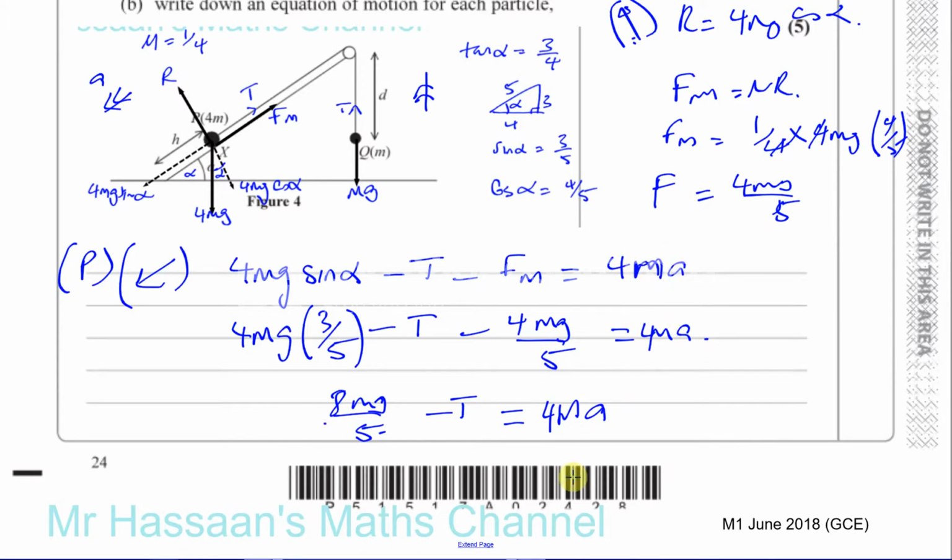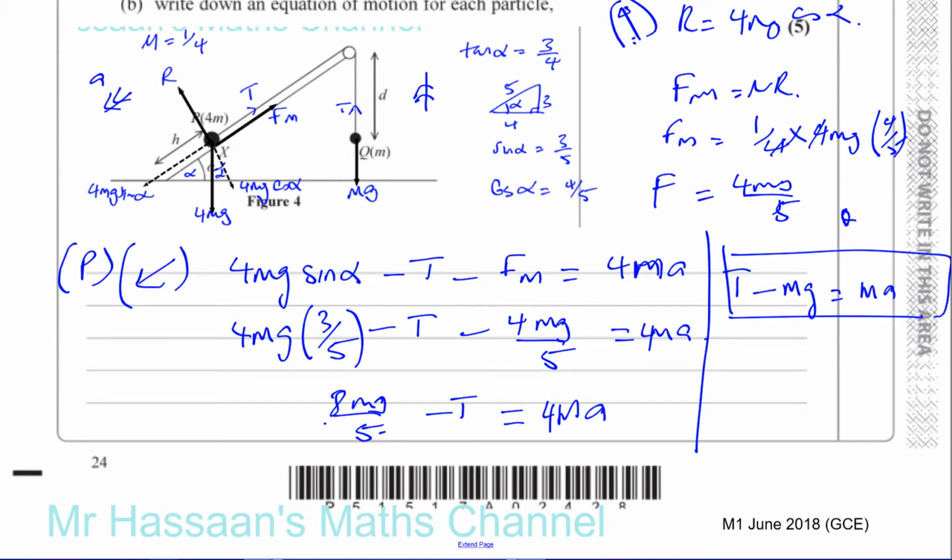And for Q, the equation of motion is pretty simple. It's going up, so T minus mg is equal to ma. Okay, so that's for Q. We took up as positive. So it should be neater than that, but those are the two equations of motion, one for P and one for Q. Okay, so there we have the answer to part B, and now we're going to go on to part C.